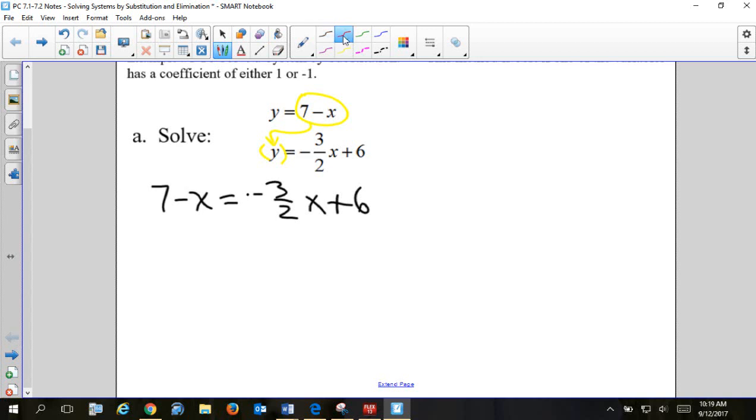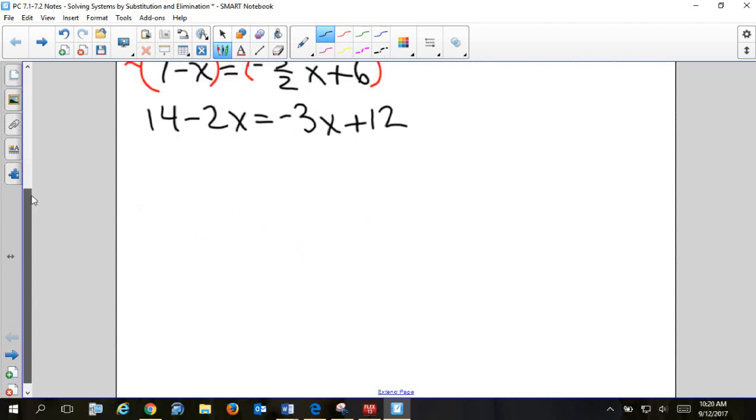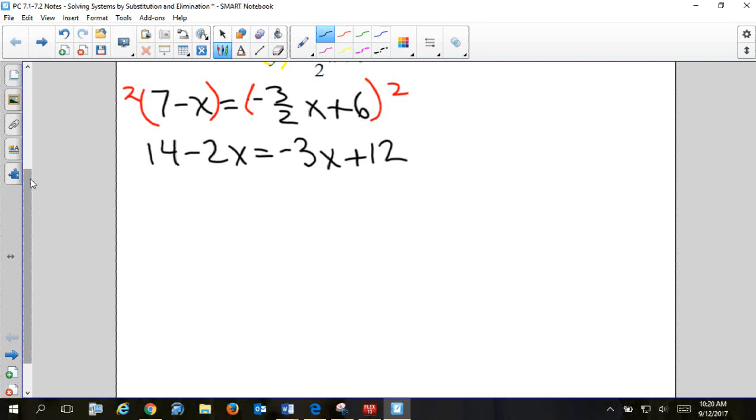I mean, it happens. Now, I don't like fractions, so I'm choosing to multiply everything by 2 so I don't have to deal with fractions. You don't have to do that step, but I'm choosing to. So multiply everything by 2, and I get 14 minus 2x equals negative 3x plus 12. And now I'm just solving an equation. We got x's on both sides, so I'm going to add the 3x to both sides. And I'm going to subtract the 14 from both sides. And I get x equals negative 2.